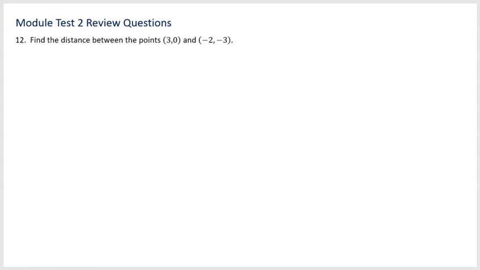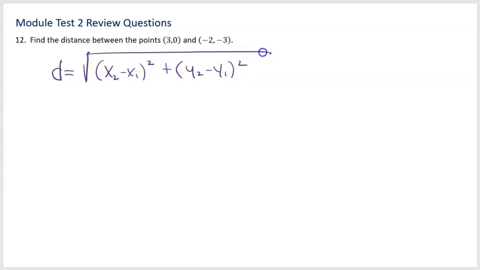All right, number 12, we're supposed to find the distance between the points (3, 0) and (-2, -3). Now, you've got to know the distance formula, so d is equal to the square root of (x2 minus x1) squared plus (y2 minus y1) squared. I keep simplifying. Now, let's plug in. Which ones you want to be x1 and y1 and x2 and y2 is up to you. I tend to write the first set as x1, y1, and the second set as x2, y2.